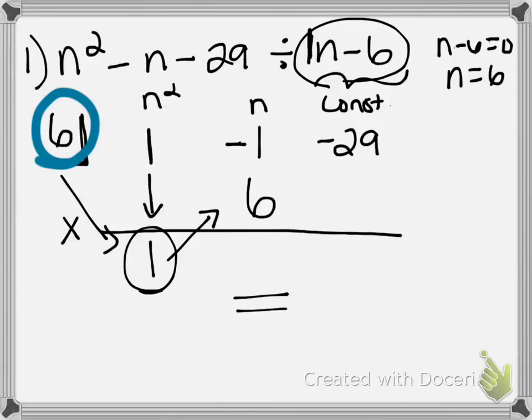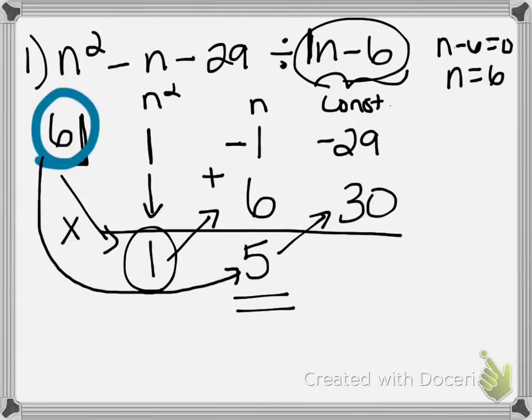Then, to get the number in that place, I have to add those two numbers together. In long division, you normally subtract, but in synthetic division, you add. So negative 1 plus 6 is 5. I'm going to do the same thing: 6 times 5 gives me 30. And then negative 29 plus 30 is 1.